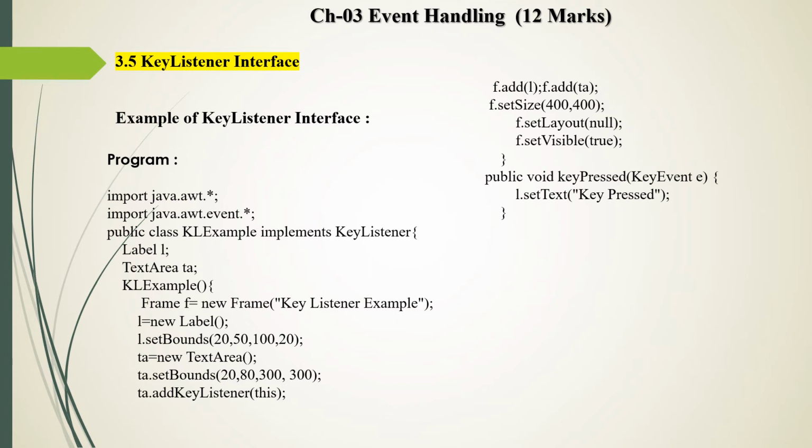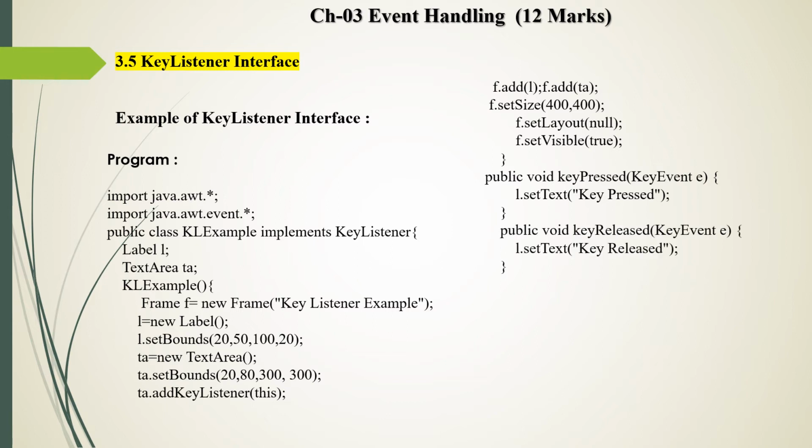And then next we define one method. The method is public void keyPressed, and in brackets we pass the object of KeyEvent, E. E is the object of KeyEvent. Then when this method is executed, that time the label is set. For this we use the setText method, which is from the Label class. The code is L.setText, where L is the object of label, and in brackets we pass "key pressed". So when this method is executed, this message is displayed in the label.